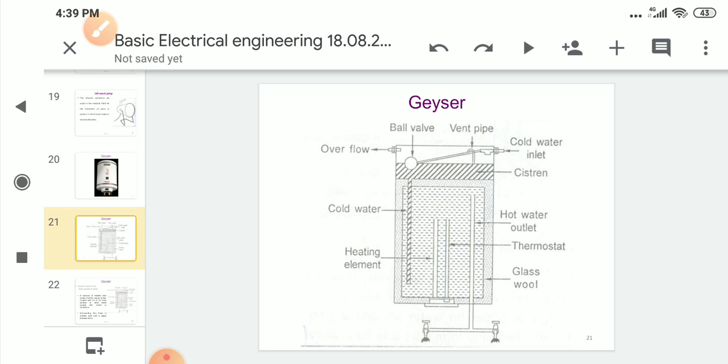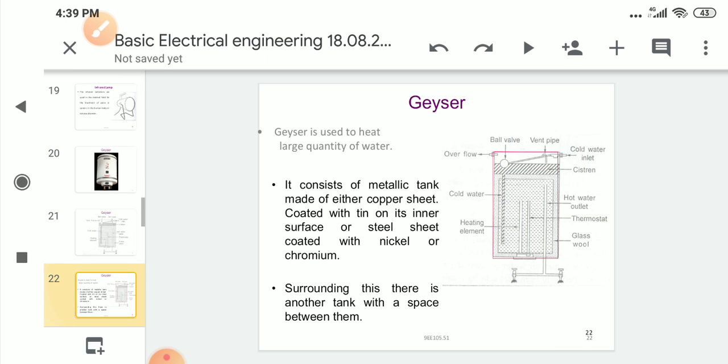In general, the heating element and the thermostat are all located near the bottom of the tank, because the hot water will flow to the top of the tank first. So this is the geyser. It is used to heat a large quantity of water.